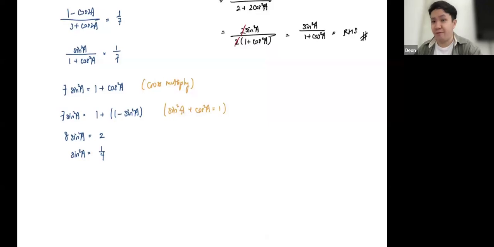Yes, very good. I still have the square, so now I need to get rid of the square. But I don't have a quadratic formula here because I only got sine square. So just take the square root. Okay? So I will get half or negative half.